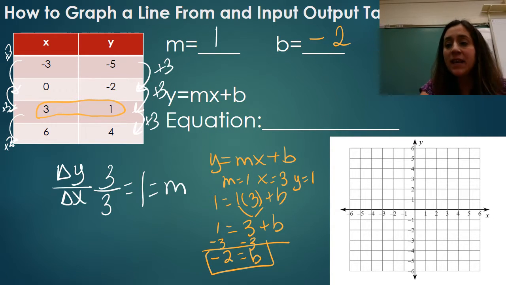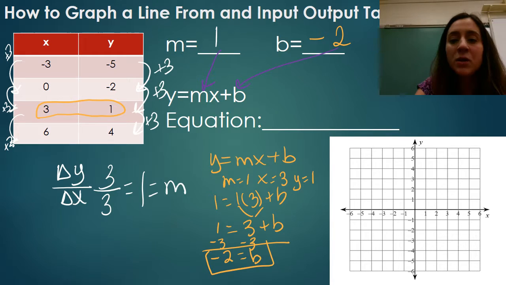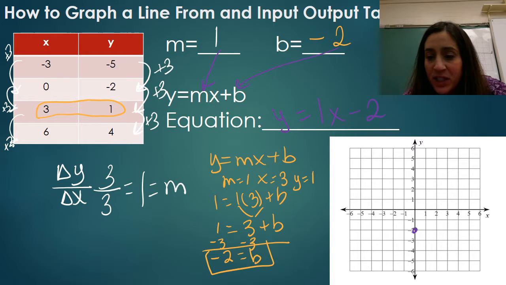All I need to do is take those two pieces of information and finally plug them into slope-intercept form. So y equals 1x minus 2. And I'm just going to graph it by going to my y-intercept, which is -2. And then my slope is 1. So I'm going to rise 1 and go to the right 1. Up 1, to the right 1.